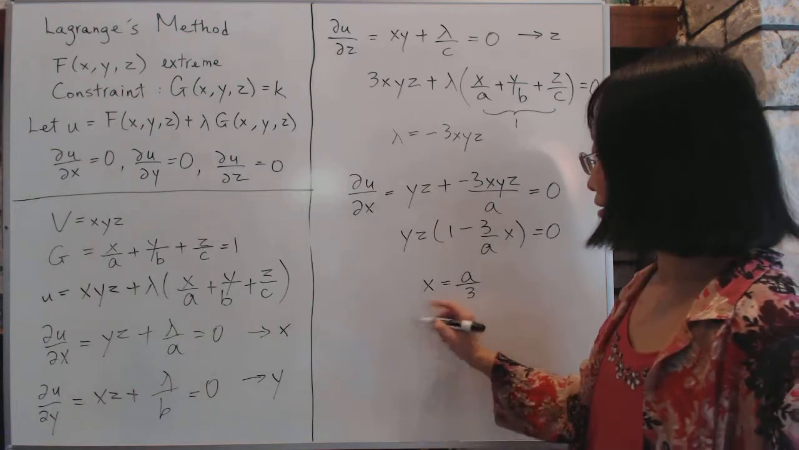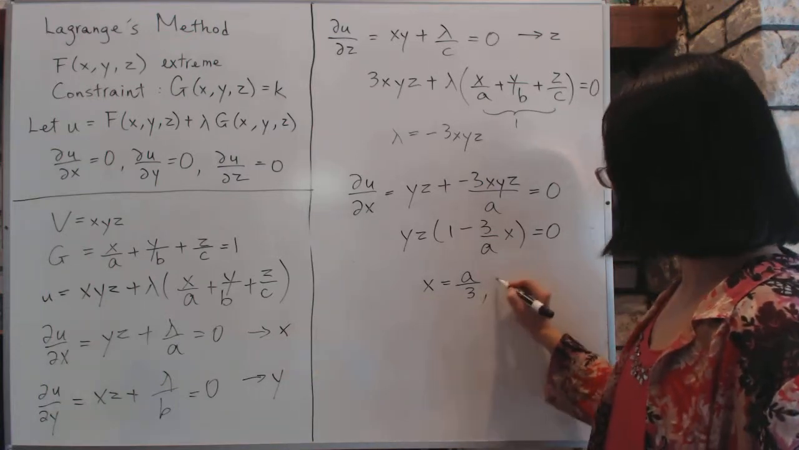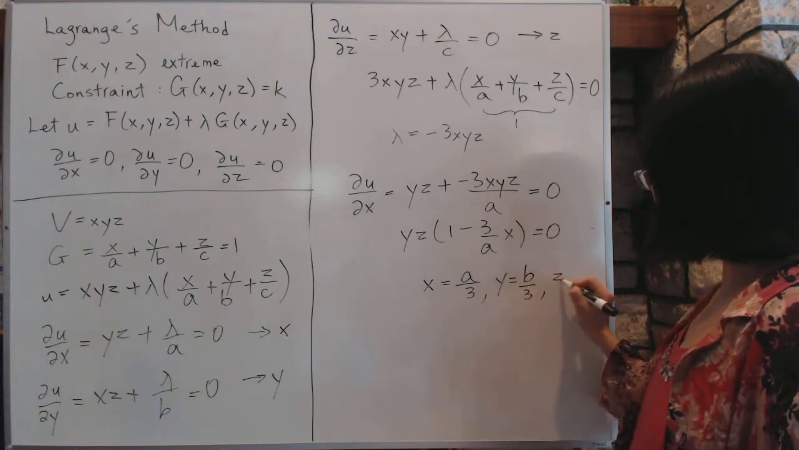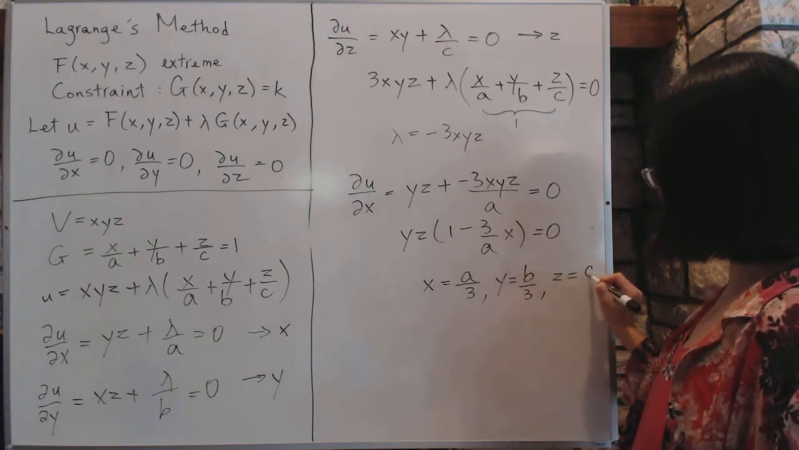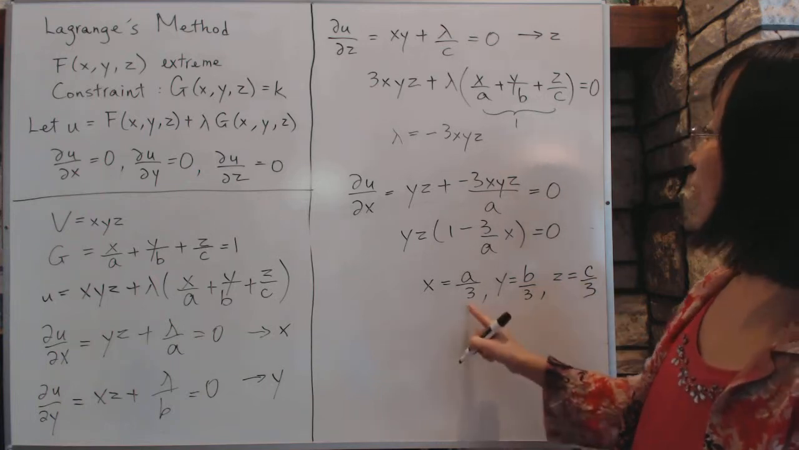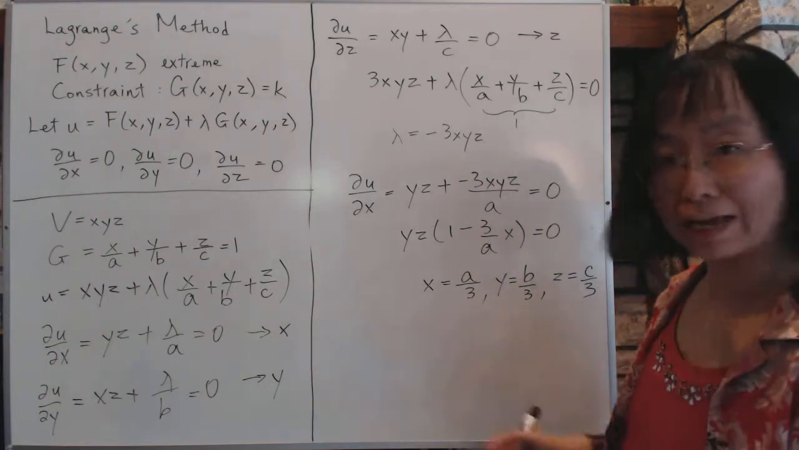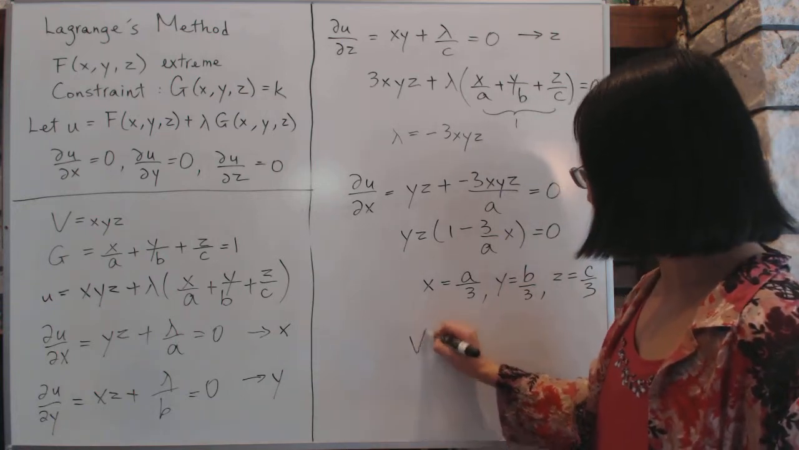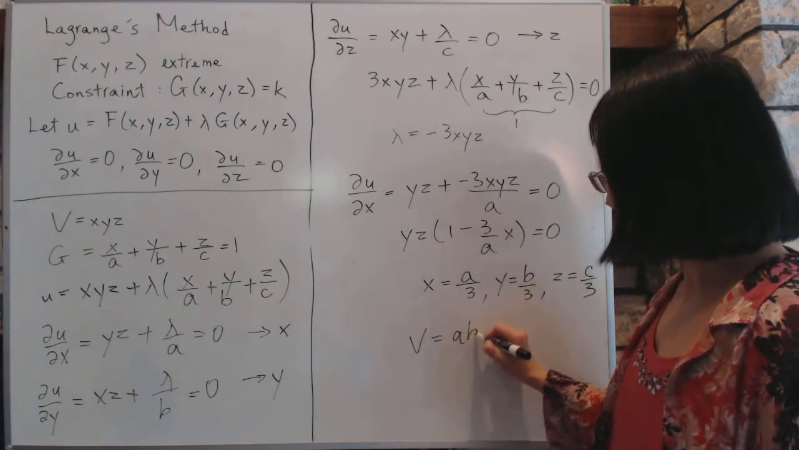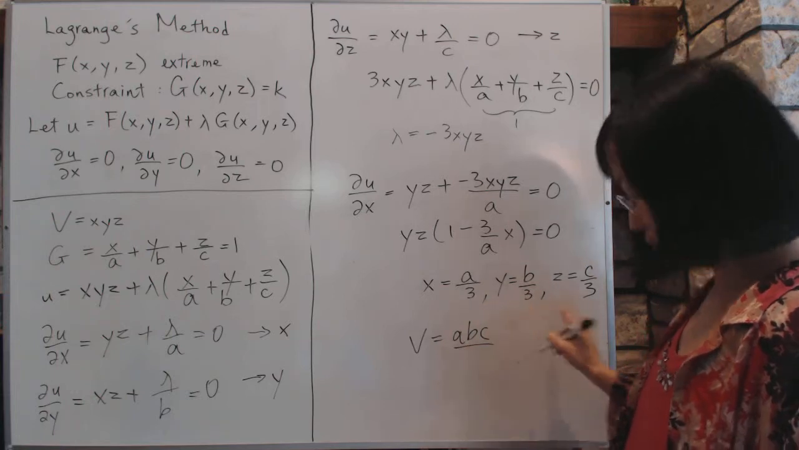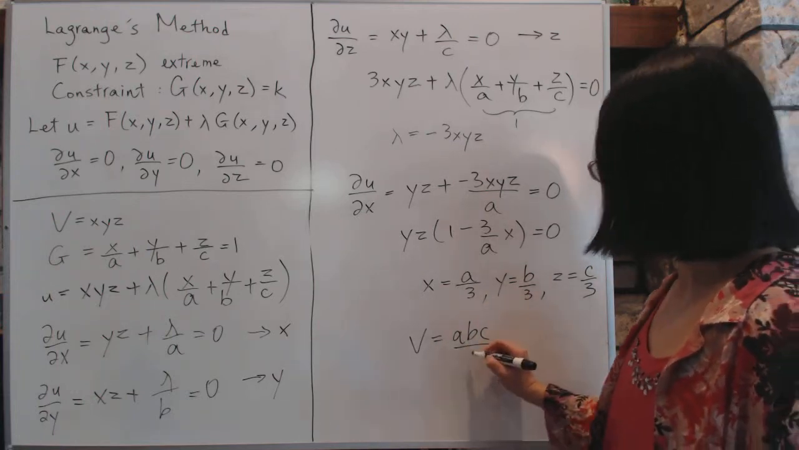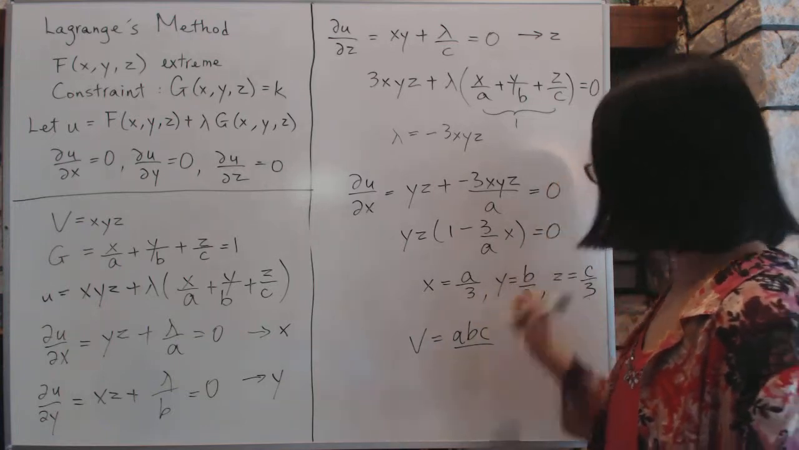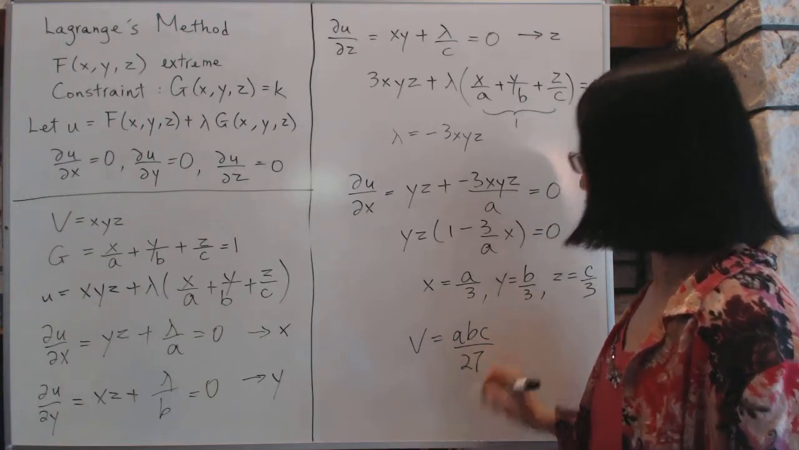And similarly, just by symmetry alone, we know that y equals b over 3 if we go through the same work, and z equals c over 3. The reason being that we just plugged it into the first one, but everything is symmetrical. And therefore, the volume that we are maximizing is going to be a, b, c over 3 multiplied all three together, that would be 27, and that would be our answer.